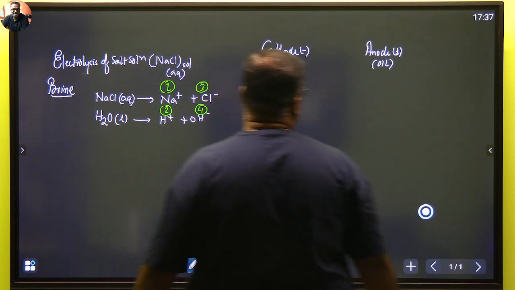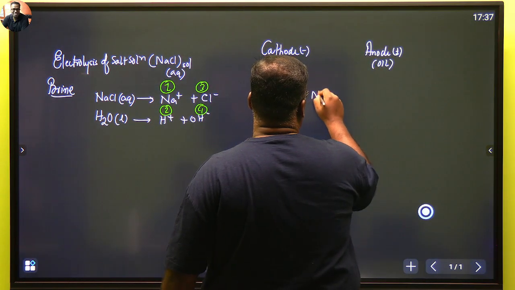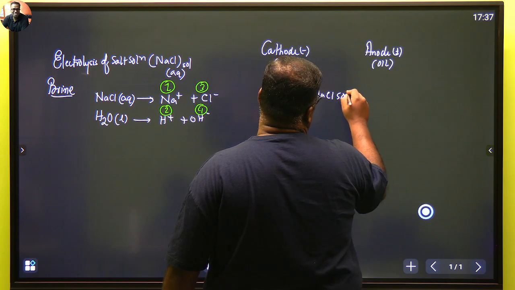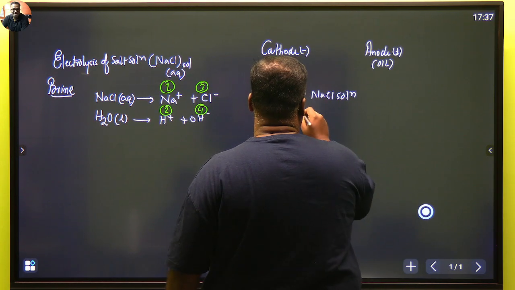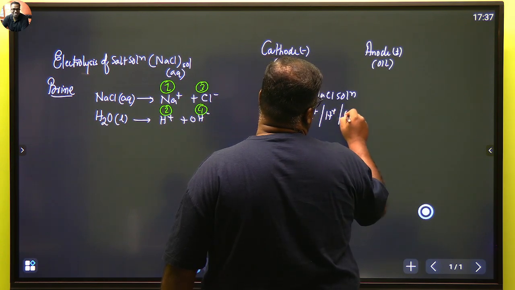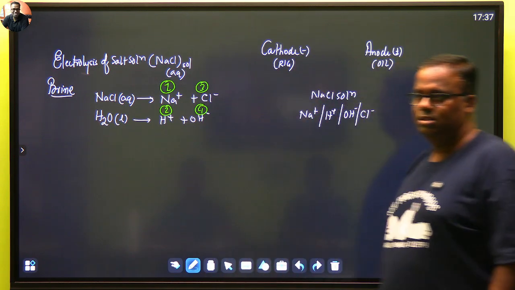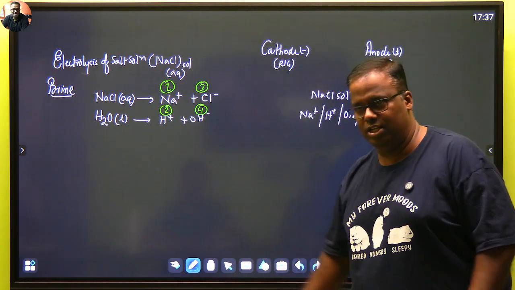And the electrolyte right now is NaCl solution. Means in this electrolyte, I have got Na plus, I have got H plus, I have got OH minus, and I have got Cl minus. समझ में आ रहा है? अब कौन कहाँ जाएगा? ठीक है?